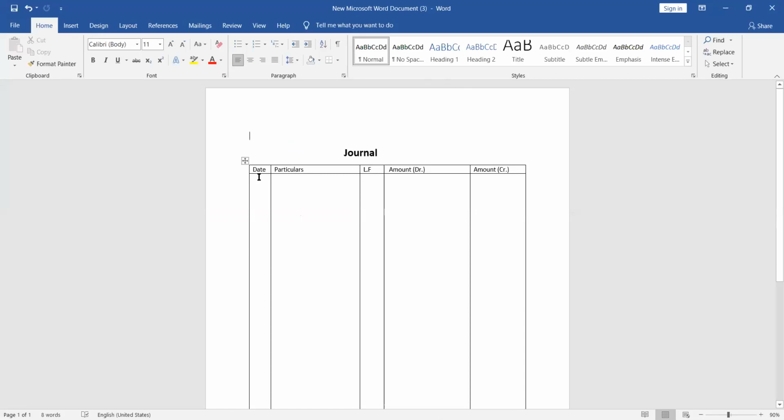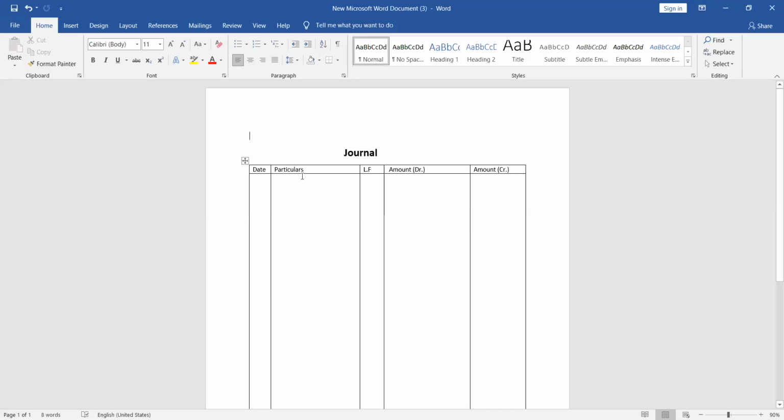The first column will be the date. Whatever the date on which the transaction takes place, it is to be recorded here. In the absence of date, serial number is to be marked. Whenever in the question you don't have the date, you have to mark the serial number. Otherwise, in practical, in reality, date is to be posted over here always.